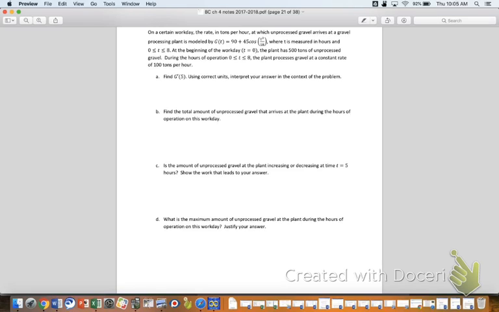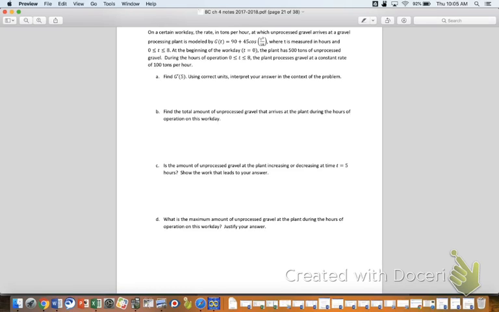On a certain workday, the rate in tons per hour at which unprocessed gravel arrives at a gravel processing plant is modeled by G of t. So the way that I interpret that is, there's some gravel coming into the plant. That's all I care about right now. At the beginning of the workday, the plant has a whole bunch of gravel in it that's been unprocessed. And then during the hours of operation, the plant processes the gravel at a constant rate of 100 tons per hour. When they process the gravel, they're probably just crushing it up into smaller little tiny rocks. That's really all it is.